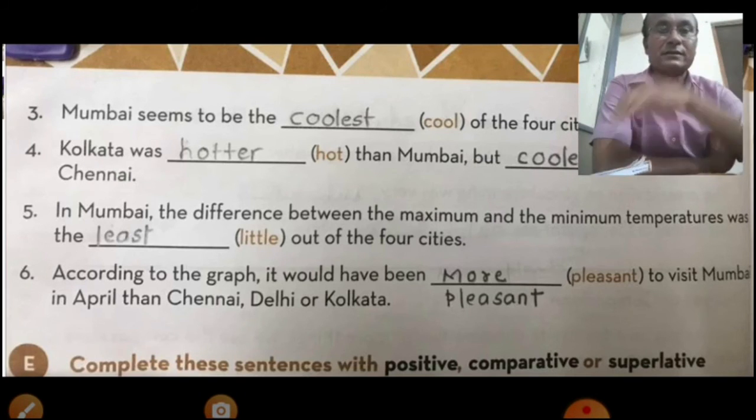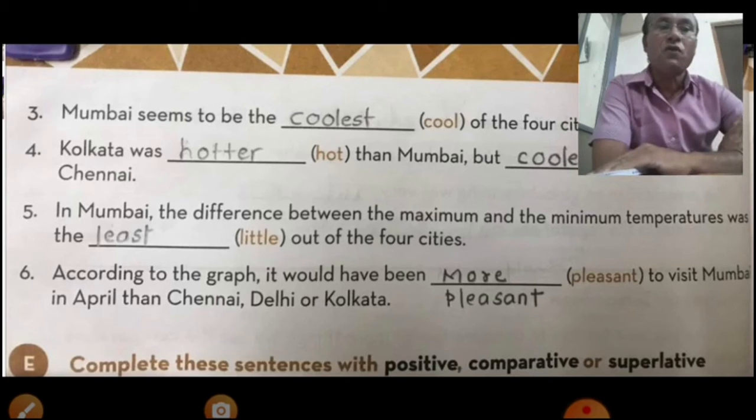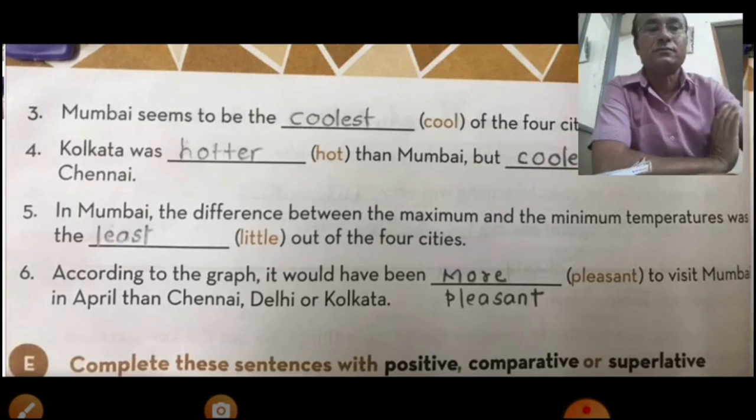6th exercise. According to the graph, it would have been more pleasant to visit Mumbai in April than Chennai, Delhi or Kolkata. More pleasant, comparative degree. So we have used here all three degrees as they act as an adjective. Positive, comparative and superlative degree.